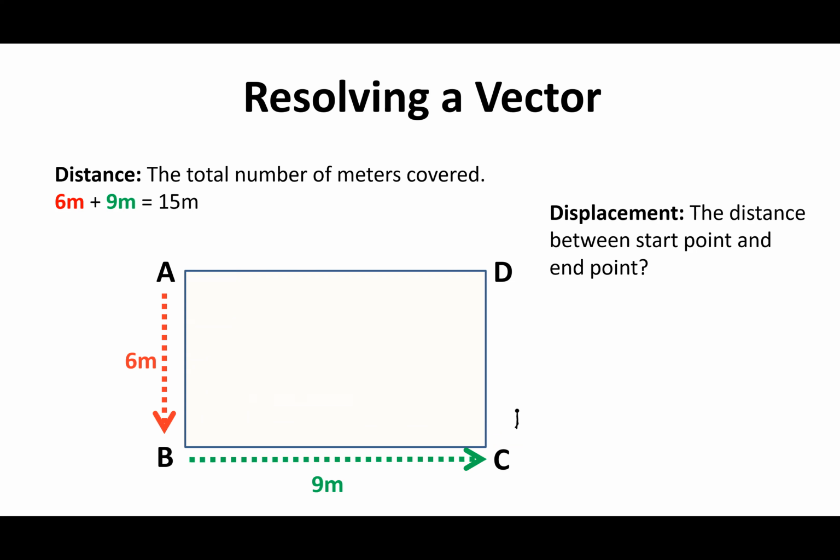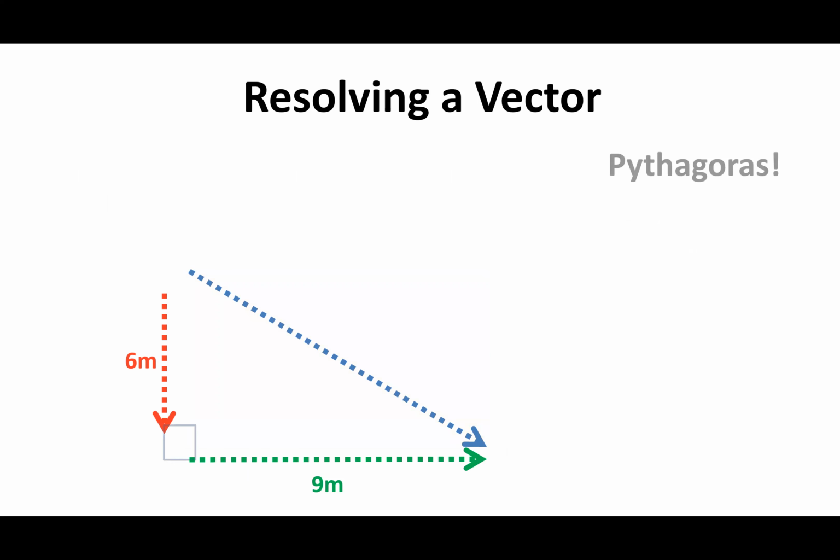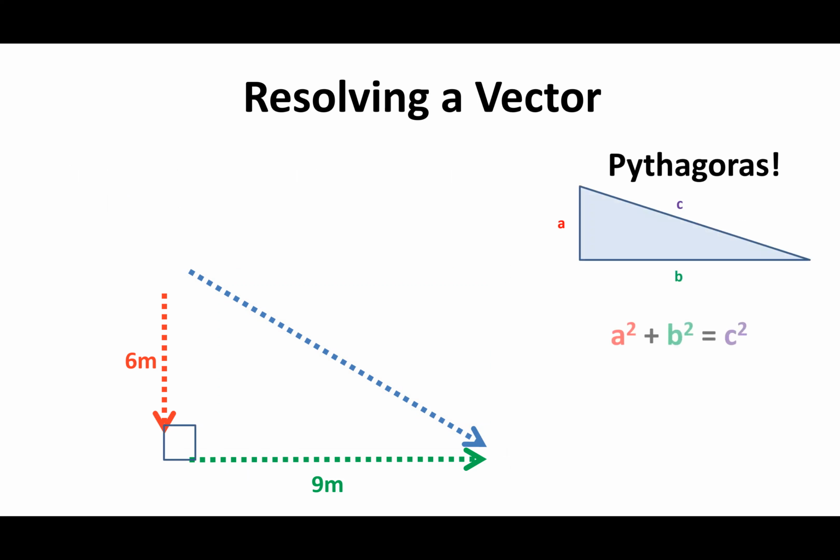The displacement is straight from point A to point C. So we need to draw a line from point A to point C, and that third side of the triangle is our resultant. But this is a right triangle because they were going south and then they went east. So because it's a right triangle, how can we find the length of that resultant? Pythagorean theorem.